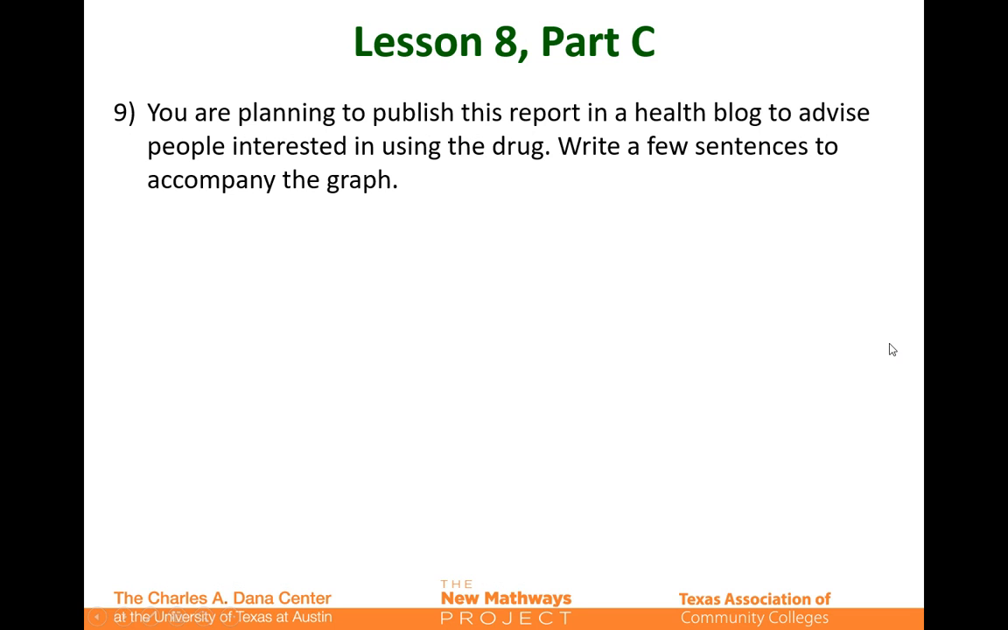If you are planning to publish this report in a health blog to advise people interested in using the drug, write a few sentences to accompany the graph. I think in this sense you would say something along the lines: if you are at high risk of having a heart attack, that group that has 40% or higher risk, then it makes sense to have drug treatment to dramatically cut that risk in half, to take a 40% risk and knock it down to a 20% risk.